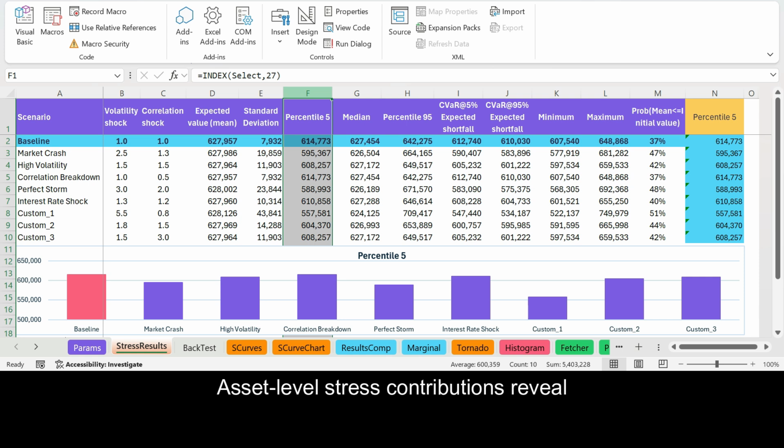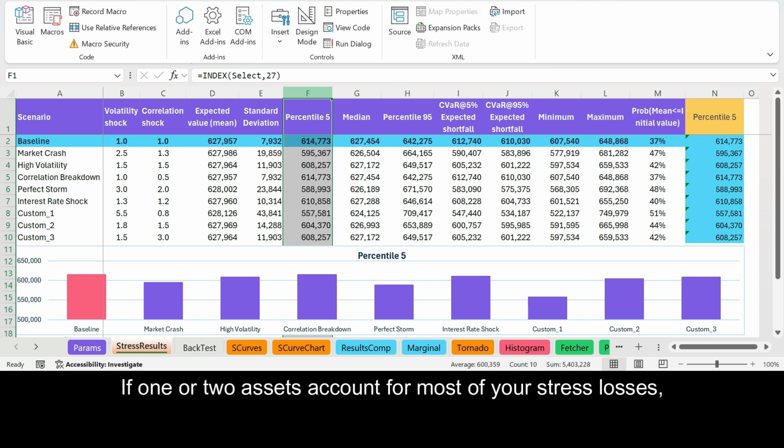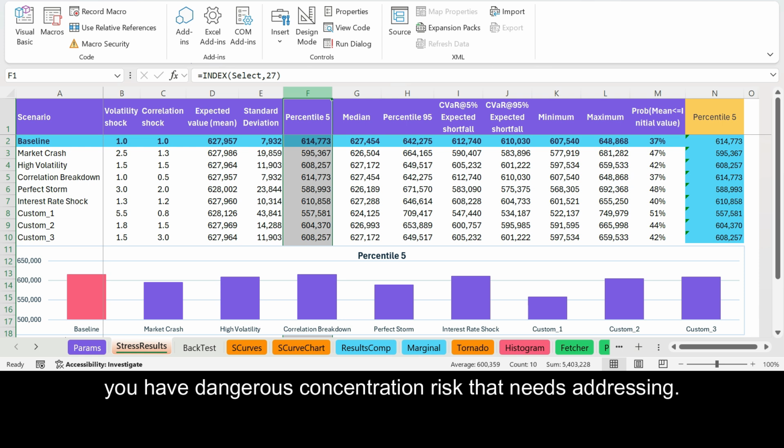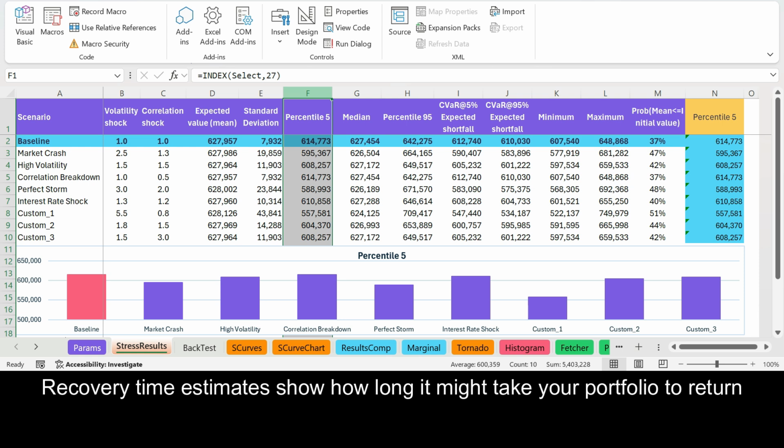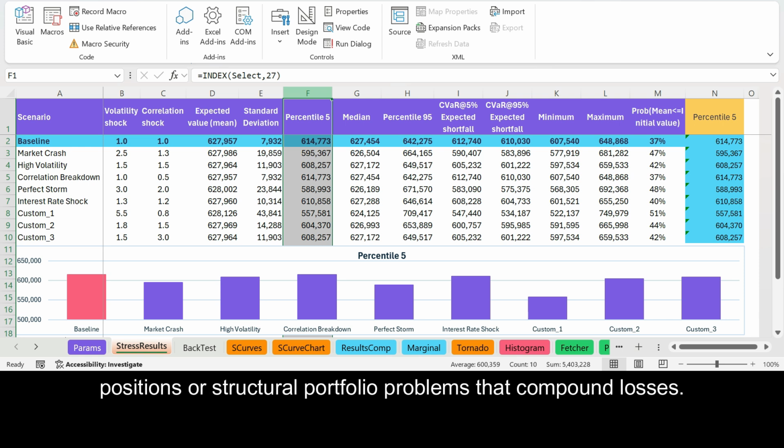Asset-level stress contributions reveal which specific investments are creating the most vulnerability. If 1 or 2 assets account for most of your stress losses, you have dangerous concentration risk that needs addressing. Recovery time estimates show how long it might take your portfolio to return to current levels after each stress event. Long recovery times indicate illiquid positions or structural portfolio problems that compound losses.